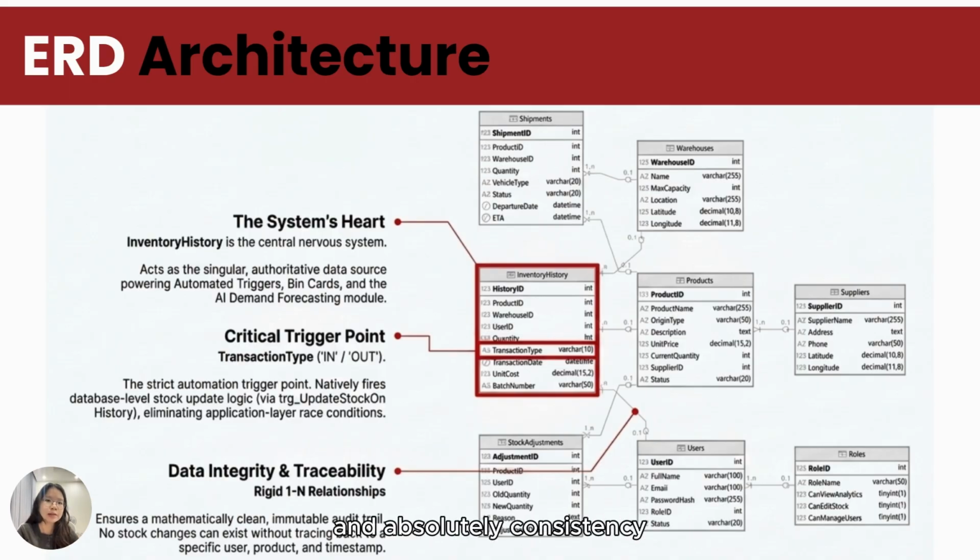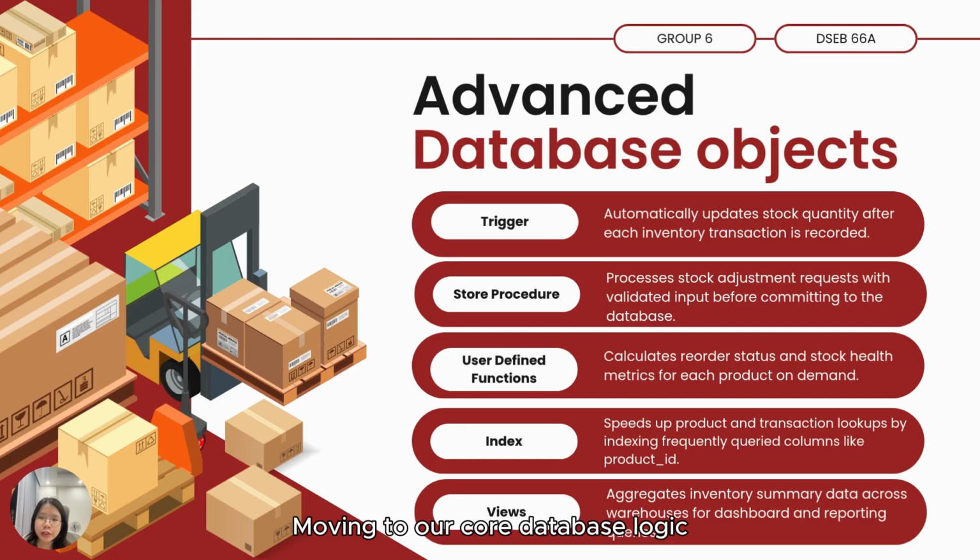absolute consistency. Moving to our core database logic, we implement 5 advanced database objects to handle the heavy lifting at the source. First, our trigger automatically synchronizes stock levels the moment a transaction is recorded. Second, stored procedures manage complex adjustments, ensuring all inputs are validated before hitting the disk. For real-time insights, we use the app to calculate stock health metrics on the fly. Finally, we optimize performance using indexes for lightning fast lookups and a view to aggregate warehouse data for our dashboard. This logic-at-the-source architecture ensures maximum data integrity and system performance.